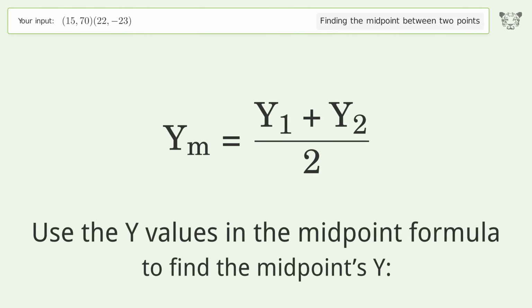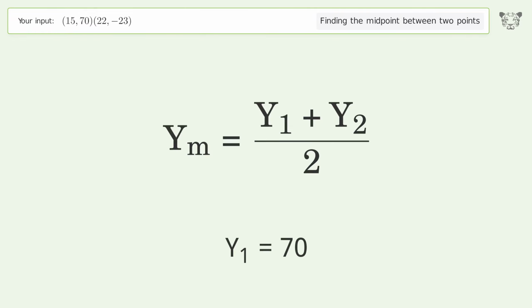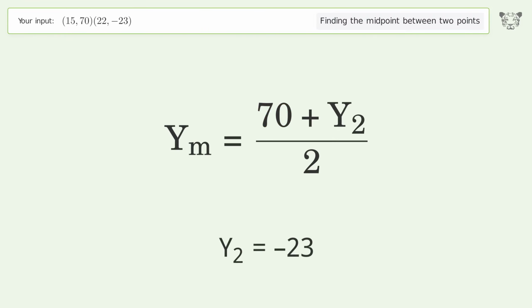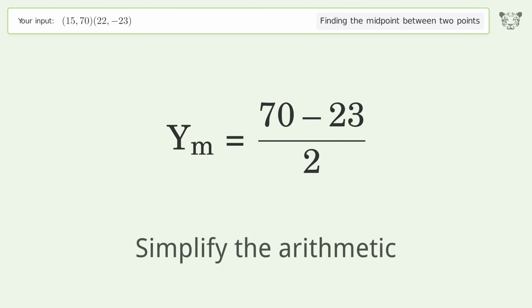Use the y values in the midpoint formula to find the midpoint's y. y1 equals 70. y2 equals negative 23. Simplify the arithmetic.